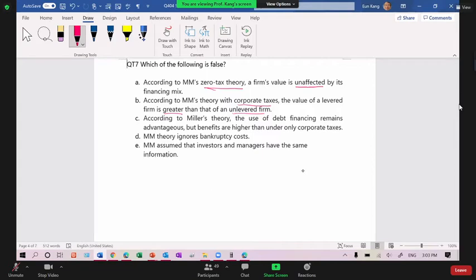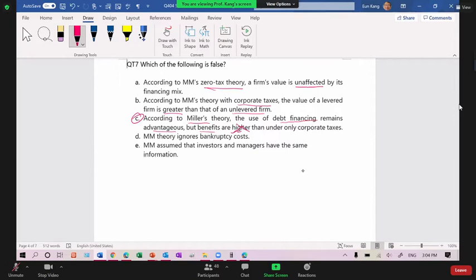That's correct. According to Miller's theory, so Miller is what? Just including the personal tax rate, personal tax. The use of debt financing remains advantageous, but benefits are higher. That's wrong, right? Benefits are lower than with only corporate taxes. Benefit of debt is lower. Still, debt is beneficial, but lower than under corporate taxes only.